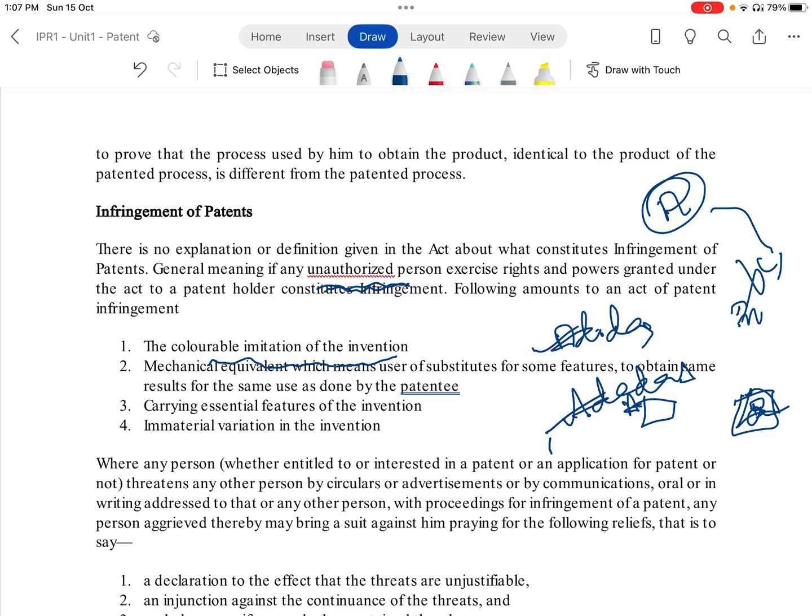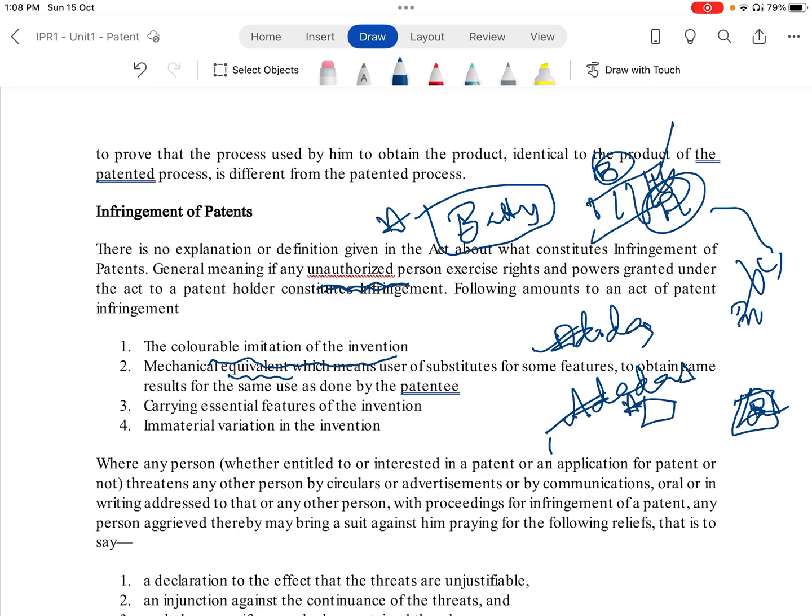Or a mechanical equivalent. I have invented a battery. The battery was invented by A, and B also produces a similar battery with the same functionality and the same technologies. So if a mechanical equivalent is manufactured, that also is called infringement. It may not be exactly the same, but it has similar or essential features. If B copies it and makes some modification, but all essential features are as per A's invention, in that case also it is called infringement.